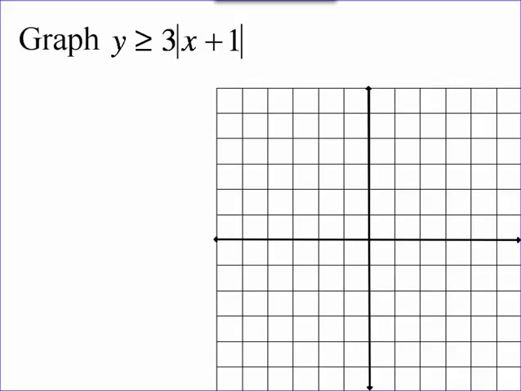Now in the new updated versions of GeoGebra, they're going to do the inequality graphing, but for right now, the version that you're working with doesn't do that.